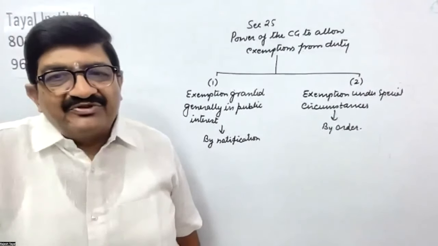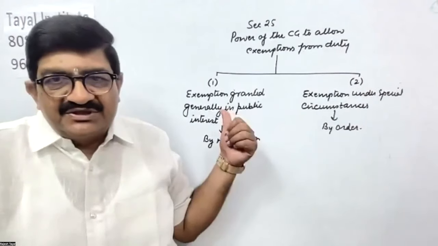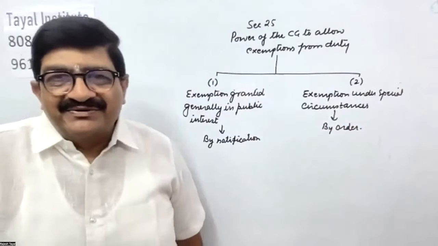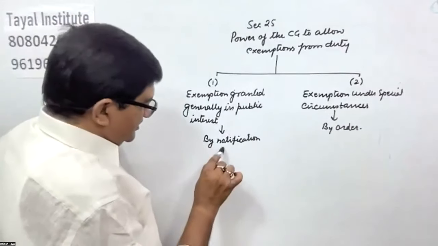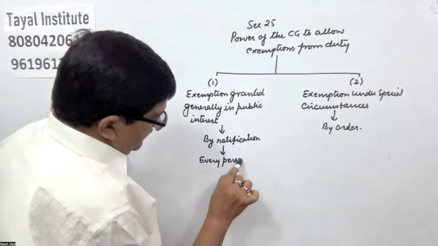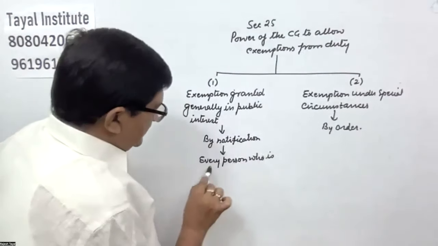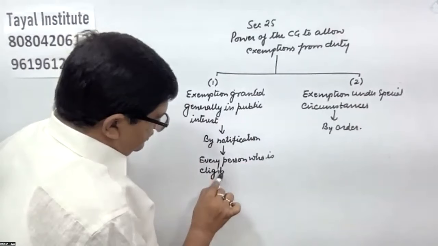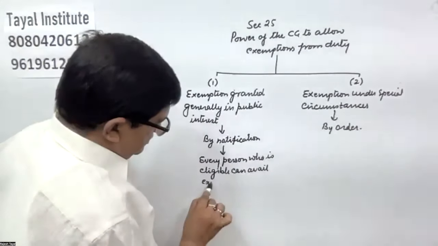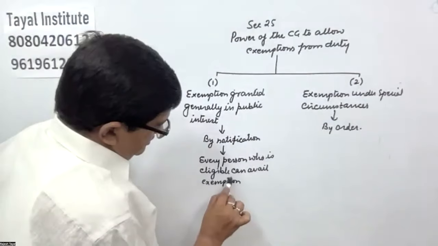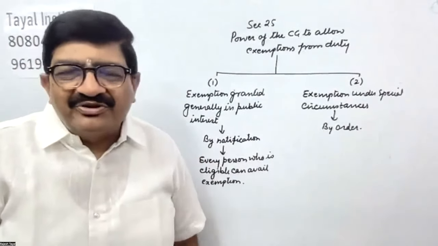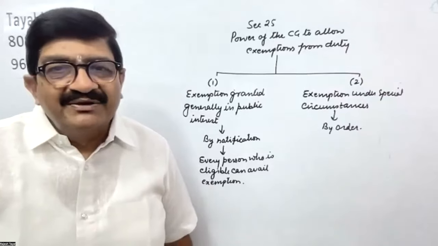Okay. So what will be the difference? This is for common public. This is very specific. Right? So here, every person who is eligible can avail exemption. Any person, whosoever. So by chance, if there's some condition is given, that exemption came, the person fulfilling the condition, he can avail the exemption.